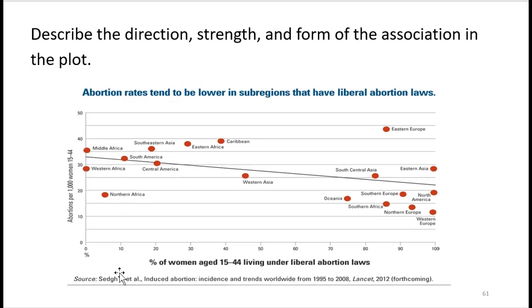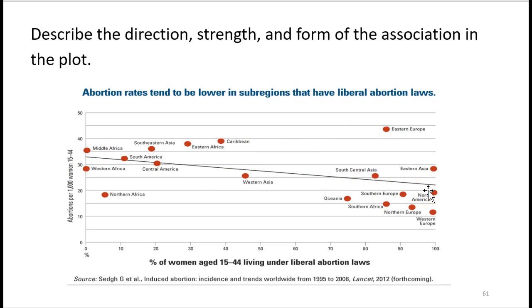Describe the direction, strength, and form of the association in the plot. Well, notice here that this is a negative association because we're going down to the right. Its strength is moderate or weak because the points are fairly far apart from that line, and the form is linear.